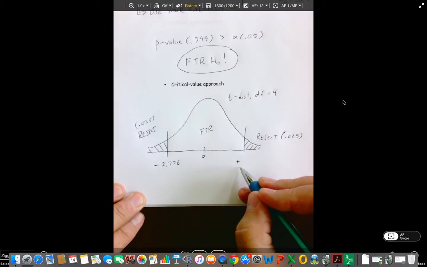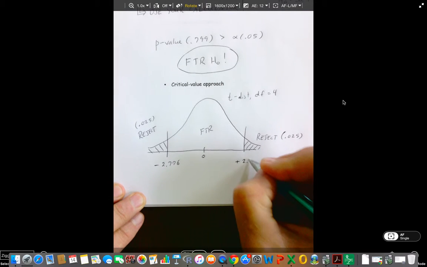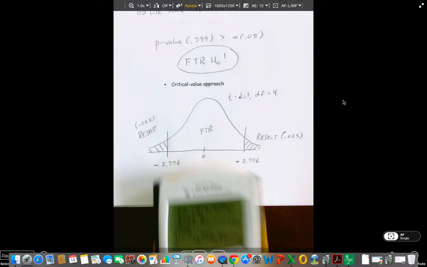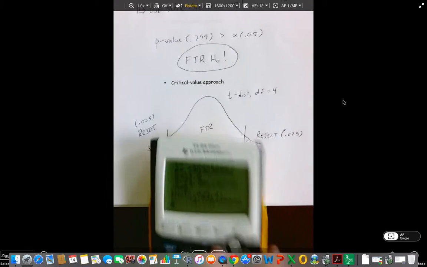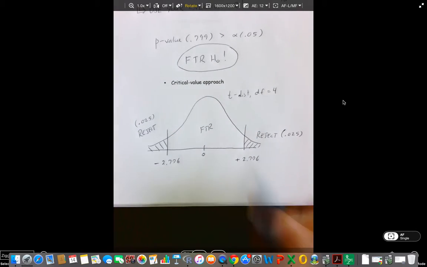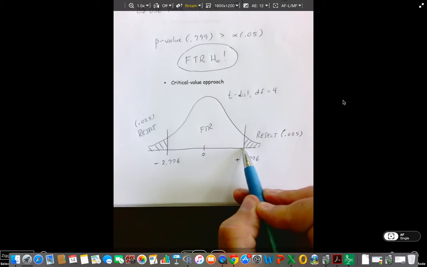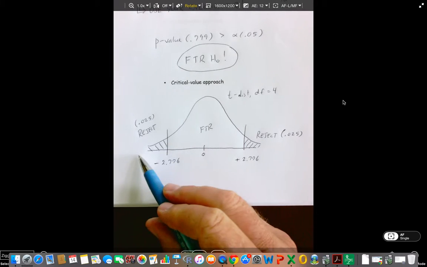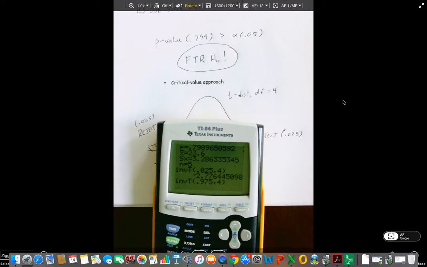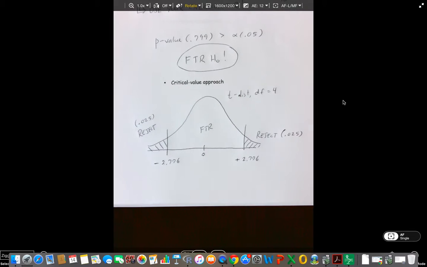What does the right one have to be? 2.776. Now, someone says, well, I don't understand why that one has to be positive. Well, guys, if we just do this again, and instead let's have 0.975. Now, why 0.975? Well, from here, we've got 95 plus 2.5, 97.5. So, guys, you'll see that you get the same thing.